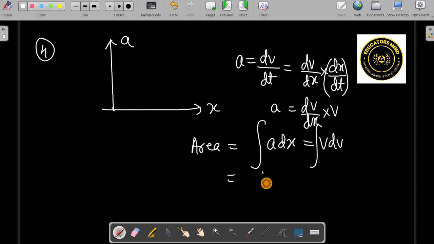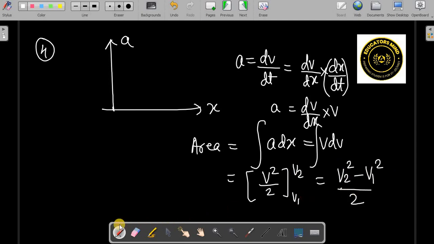So v dv is nothing but v square by 2, and let's say you are going from initial velocity v1 to final velocity v2. So it will become (v2 square minus v1 square) by 2. Okay, so that's the area under this graph. The area under this AX graph will be calculated by this. Okay, so we can calculate these concepts from the graph, right? Okay, then we will move to the next in the next class.